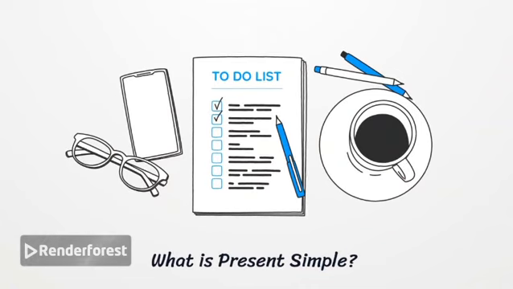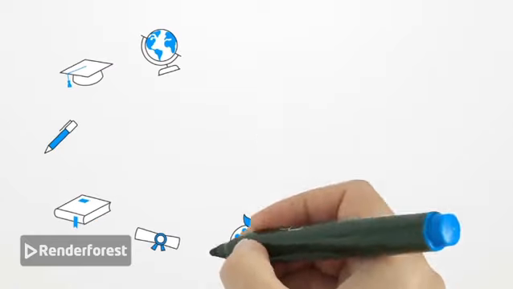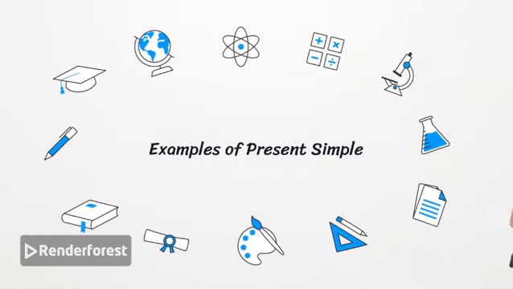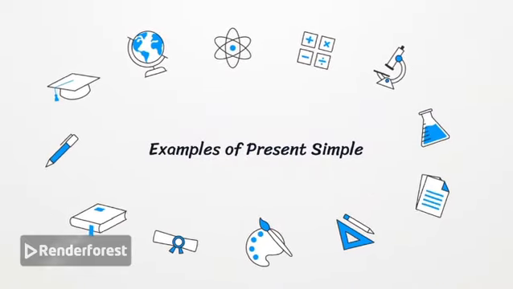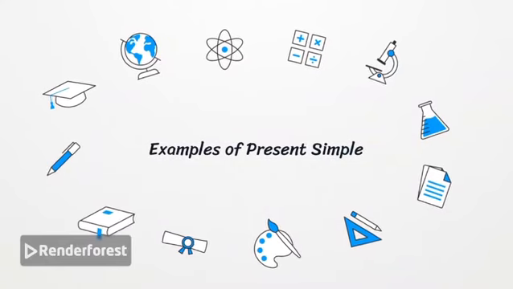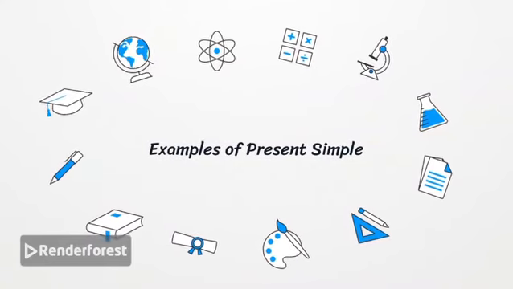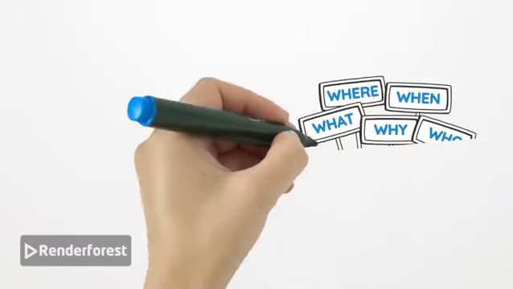Let's look at some examples. Examples include: the sun rises in the east. Water boils at 100 degrees Celsius. I go to school every day. These show regular actions. It's simple to form.